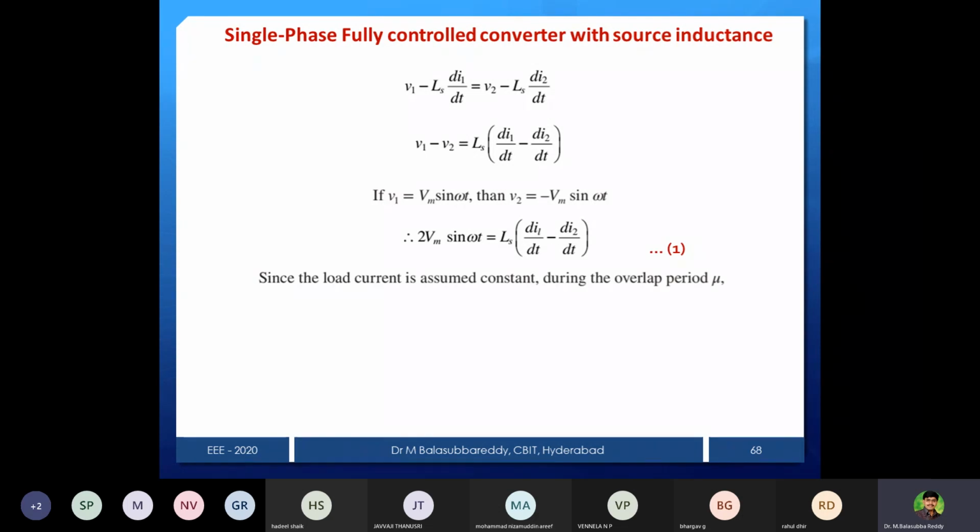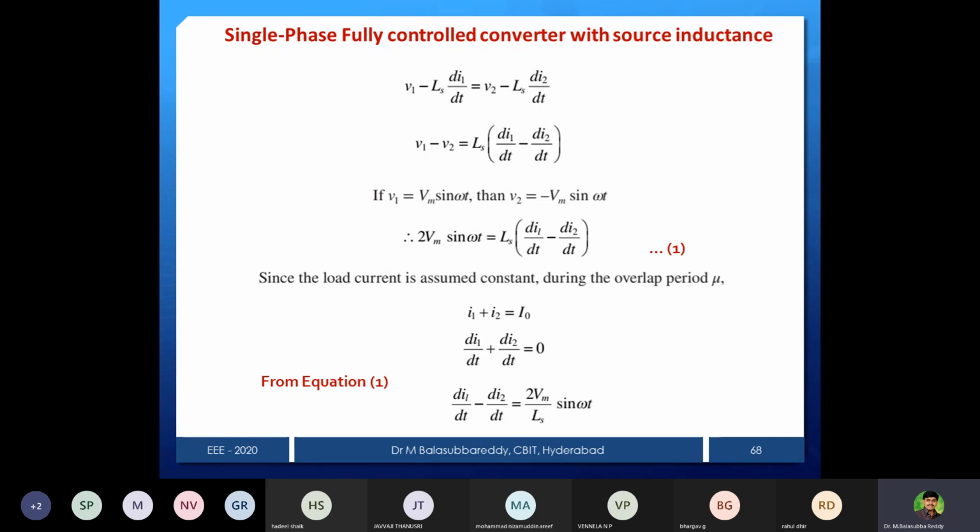Now the load current is assumed constant, for simplicity of analysis. If T1, T2 is conducting, load current is I1; if T3, T4 is conducting, load current is I2. Then the total current I0 is the sum of these two currents: I1 plus I2 is equal to I0. Differentiating, di1 by dt plus di2 by dt is equal to 0. Why? I0 is a constant, so the differentiation of a constant is 0.